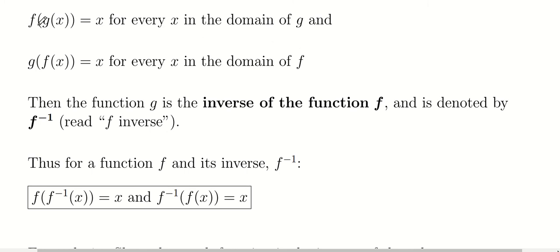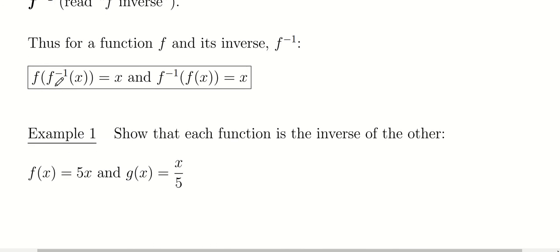If we do the two compositions, f composed with g and g composed with f, and they both produce the output x, then we say that g is the inverse function of f. Instead of calling it g of x, we would rename it and rewrite it as f inverse of x. Rewriting these two conditions using the inverse notation, it says that f composed with f inverse of x is equal to x, and that f inverse composed with f of x is equal to x.